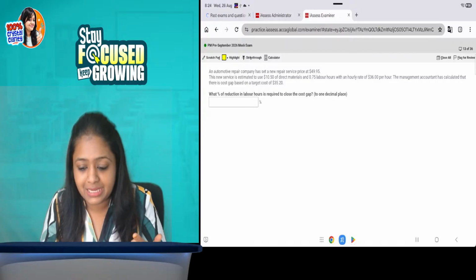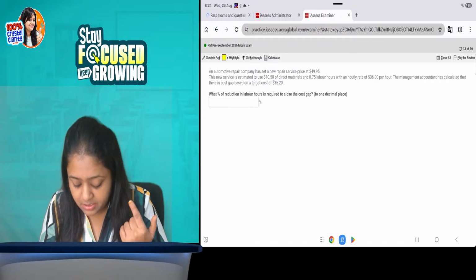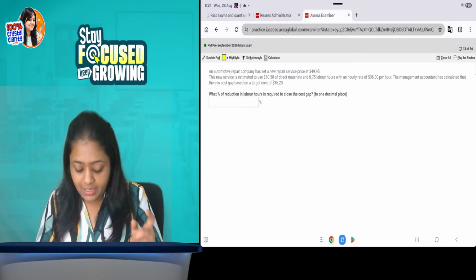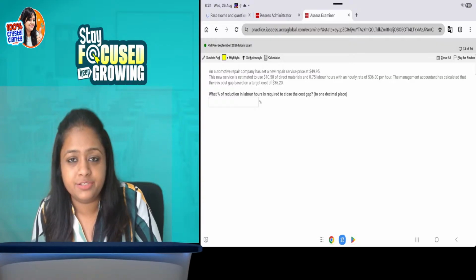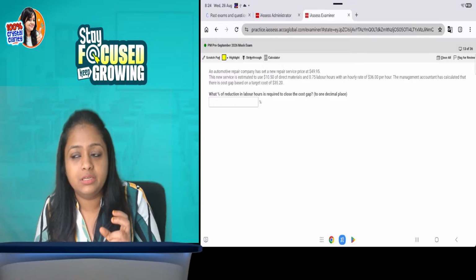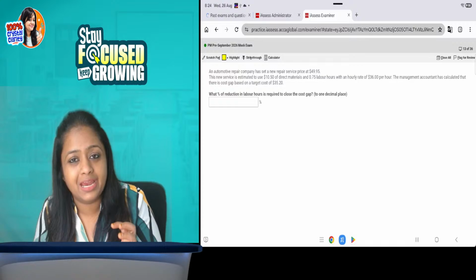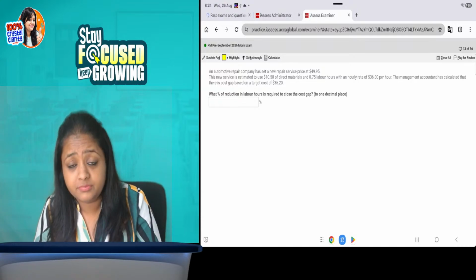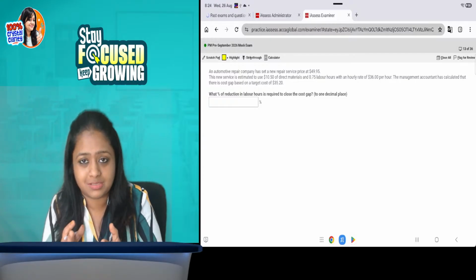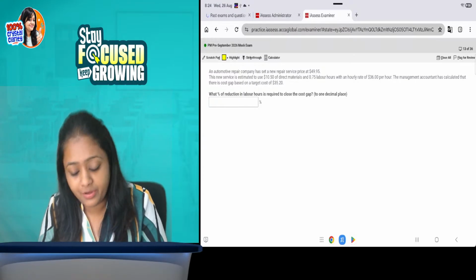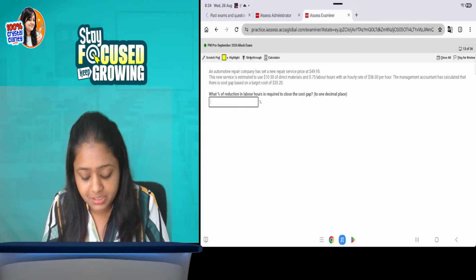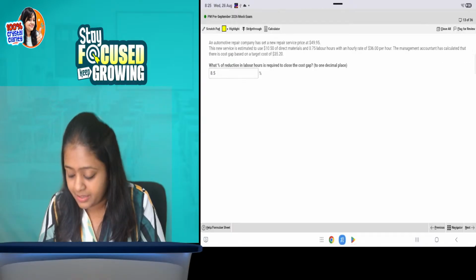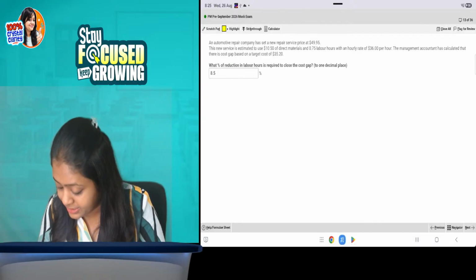So the question, I'm reading again, says what percentage reduction in labor hours is required to close the cost gap. So what I have done, I've just taken the percentage on the labor cost, and I know that if I reduce my labor cost by 8.5%, I will be able to close the cost gap, right? It's only a matter of 8.5%. So I will write here, the question says to 1 decimal place, so I will just write 8.5%. Done. Let's move on to the next one.